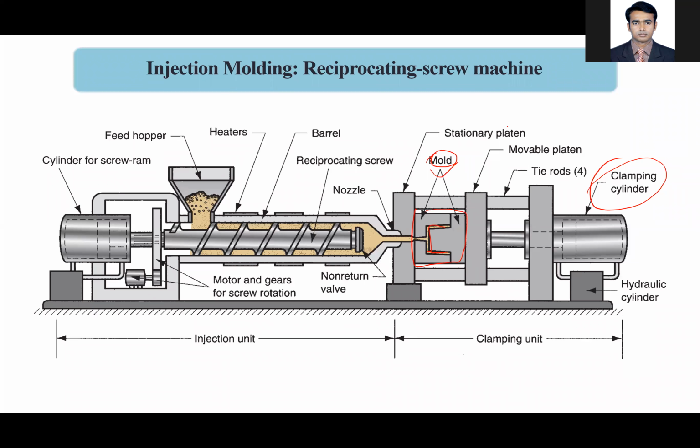And the mold has 2 platens. One is fixed. This side, this one, I'm drawing the red line. This one is the fixed platen, that is called the stationary platen.